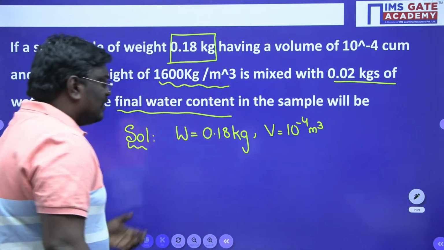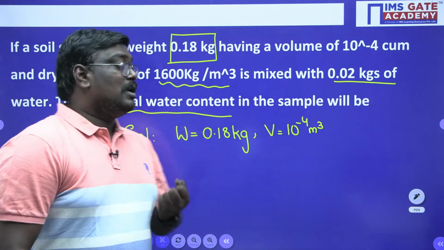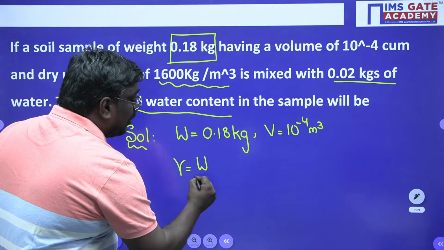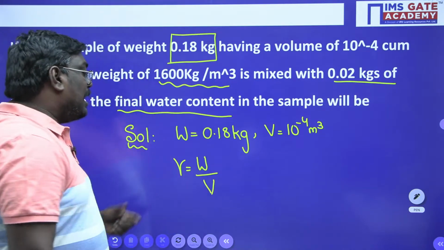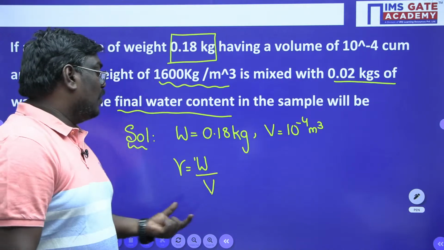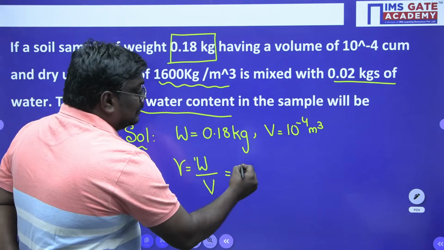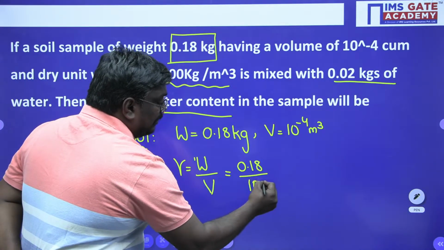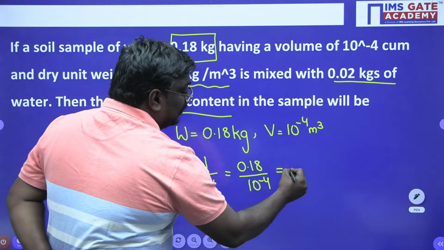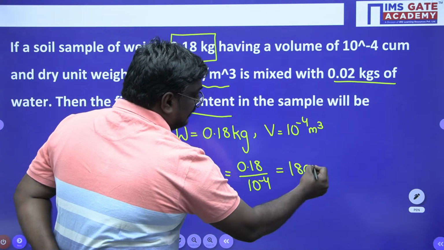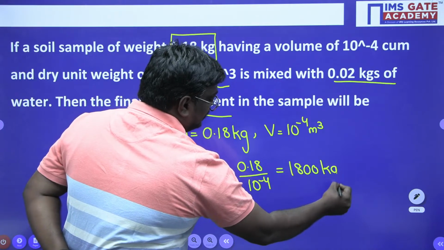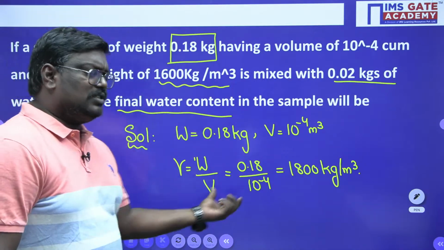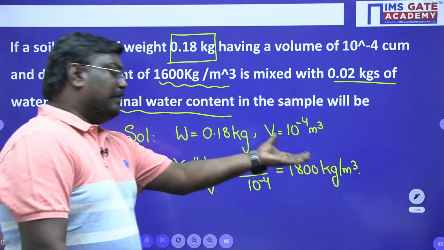So students, when I talk about the bulk density, how do you calculate the bulk density? Bulk density is given by the formula weight upon volume. So gamma is calculated as weight upon volume. So here the weight is 0.18 divided by 10 power minus 4. This will be taken as 1800 kg per meter cube. If required, actually this is not required, but if you require this, I am calculating.